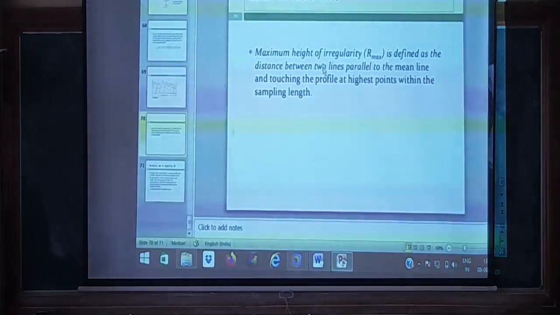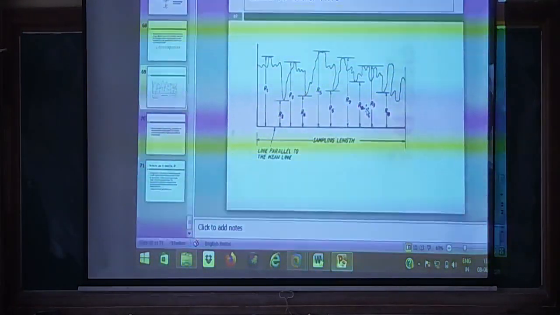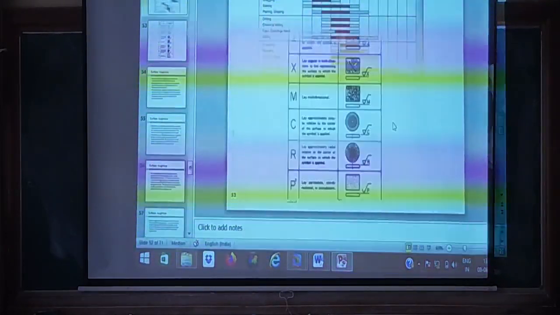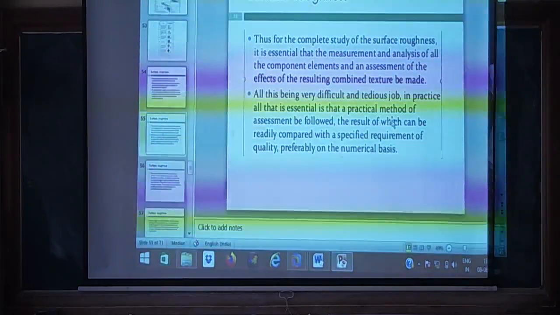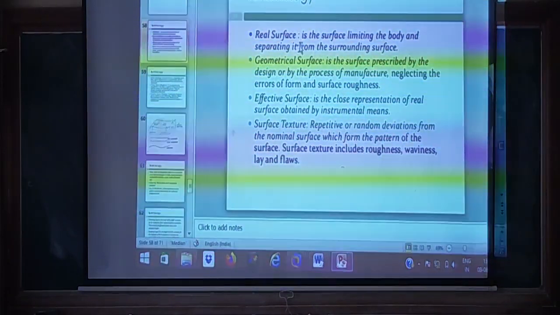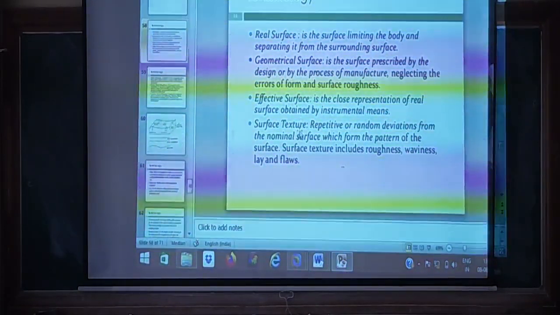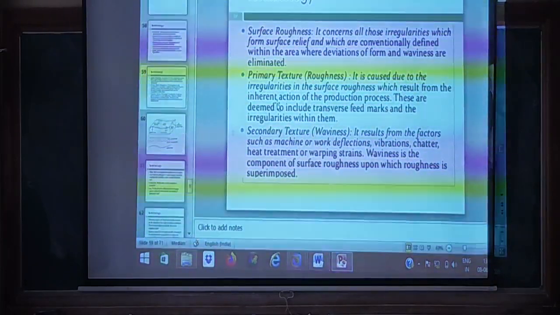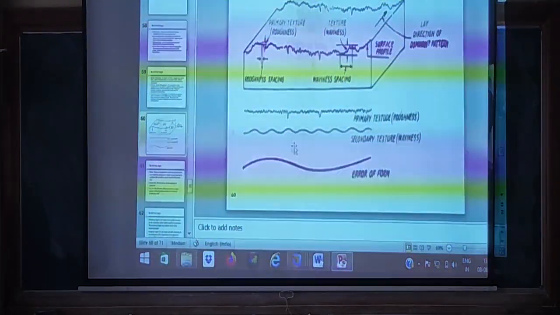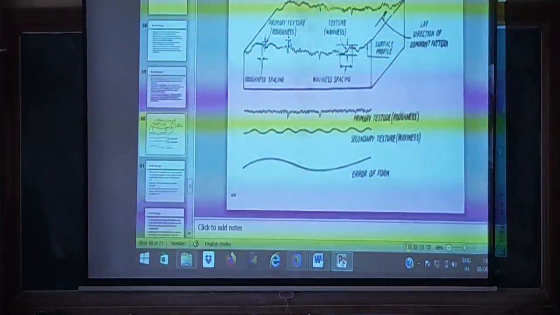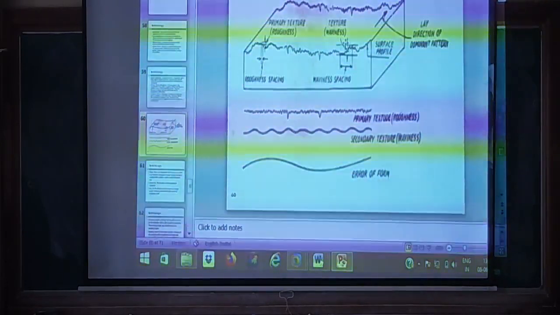So today I will stop here. Till now, in this class we have seen what surface roughness is, the definition of surface roughness, and the terminologies: real surface, geometrical surface, effective surface, and surface texture. And then what the primary and secondary textures are in surface roughness. This figure explains everything. The primary texture is called roughness, and the secondary texture is called waviness.